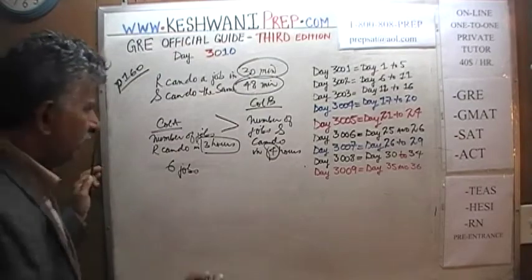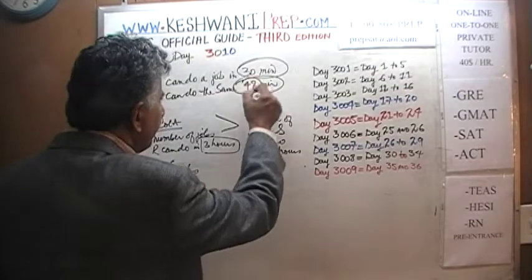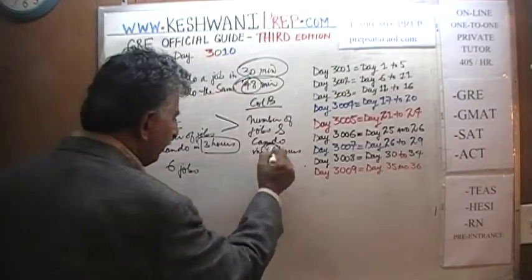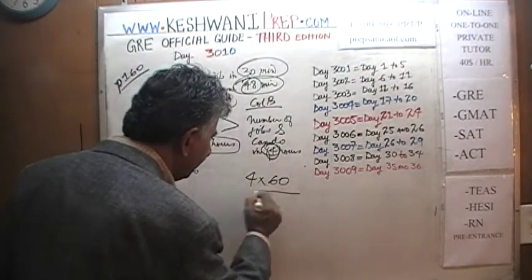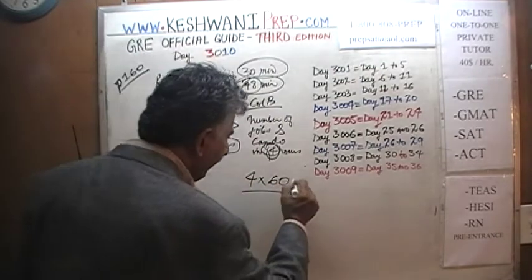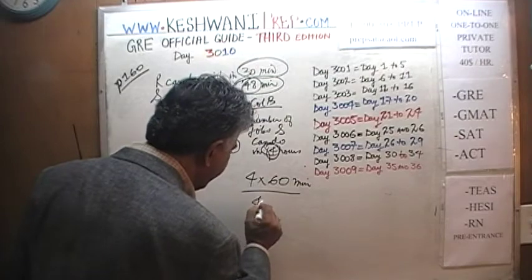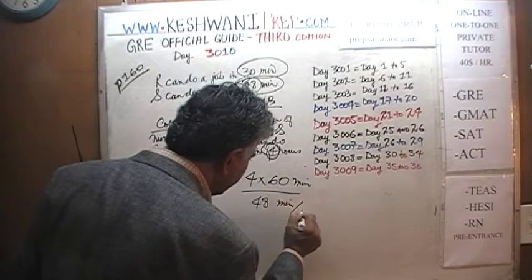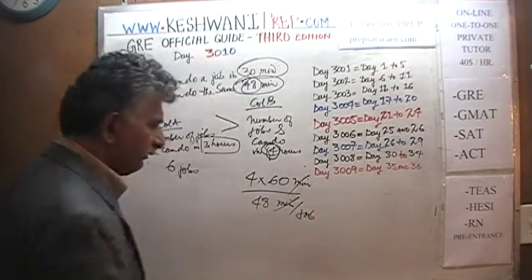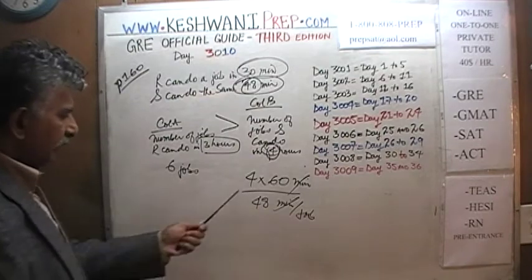Another way is to actually just do it out. It only takes a little bit of time. So he takes 48 minutes per job. He has 4 hours, we are told. 4 hours is 4 times 60 minutes, and he takes 48 minutes per job. As you can see, minutes are going to cancel out, and jobs are going to end up on the top. Let's figure out what that is.